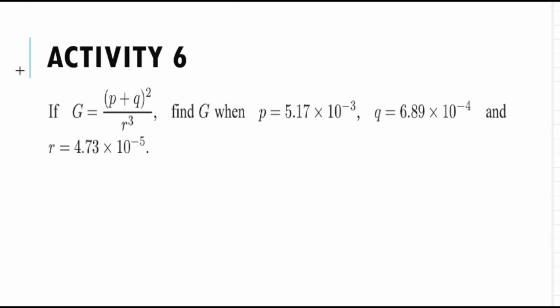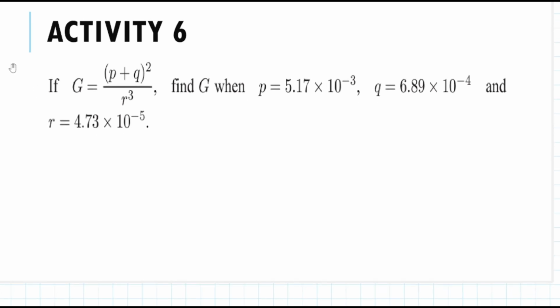Activity 6. If G equals P plus Q all squared over R cubed, find G when P is 5.17 times 10 raised to the power minus 3, Q is 6.89 times 10 raised to the power minus 4, and R is equal to 4.73 times 10 raised to the power minus 5. So all we need to do is to write out what we have.